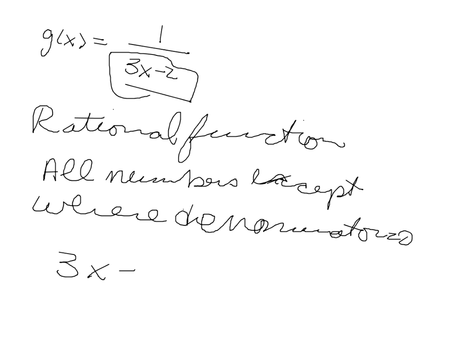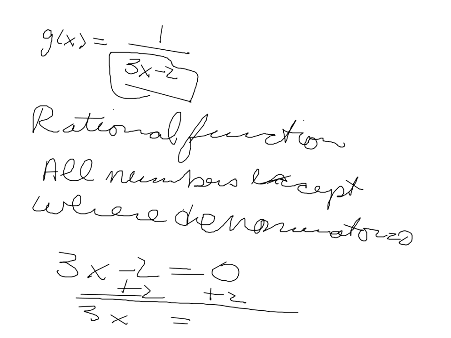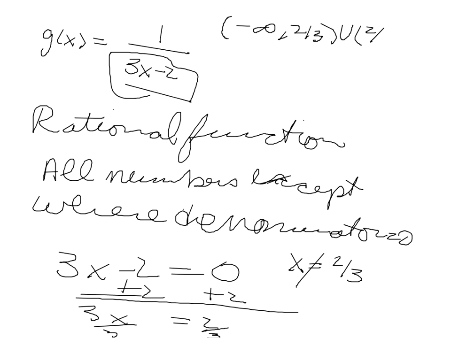So as we look here, we have a denominator, and it is 0 at 2/3. So we take that denominator, set it equal to 0, and we get x equals 2/3. So that's when the denominator is 0. Denominator is 0 at x equals 2/3. Don't do that. Okay? So x can't be 2/3 because that's when the denominator is 0. So our domain is all the numbers except that.